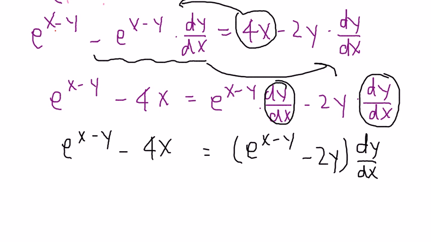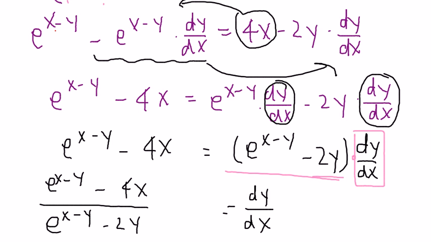And this is one last step now because I want to isolate this, right? So what operation is happening with the dy over dx and everything else? This is a product, so I'm going to divide this out on both sides. And we get the quotient of the quantity e to the x minus y minus 4x all over the quantity e to the x minus y minus 2y. Okay, what I want you to do now is just take a second and review everything that we've done.